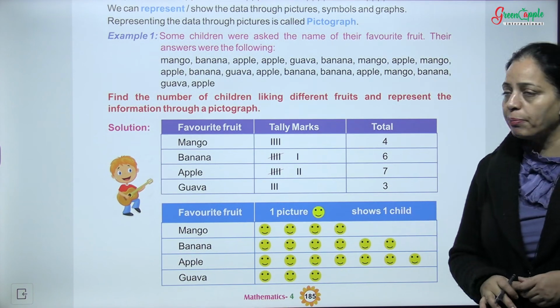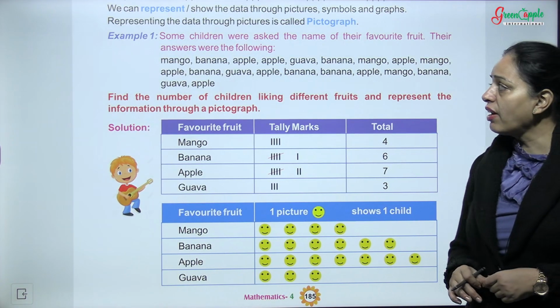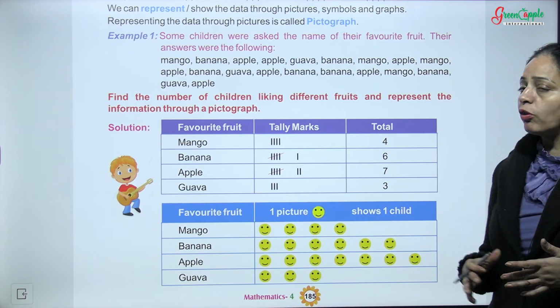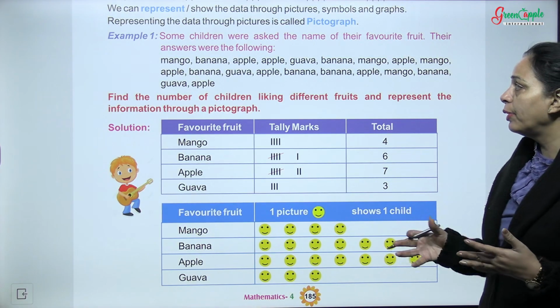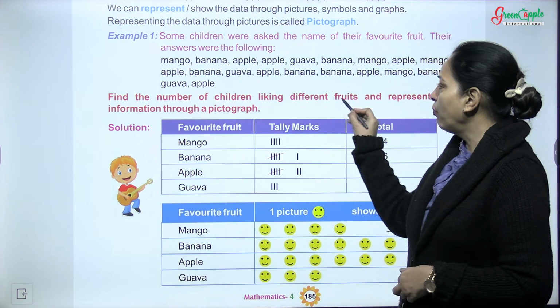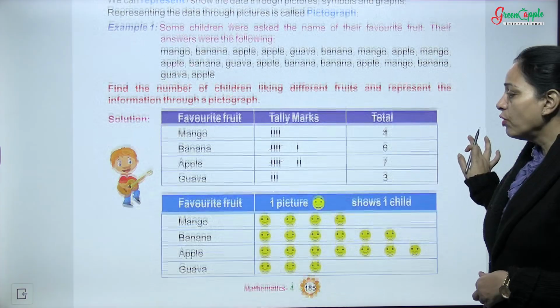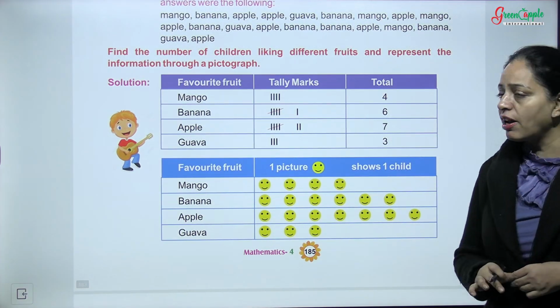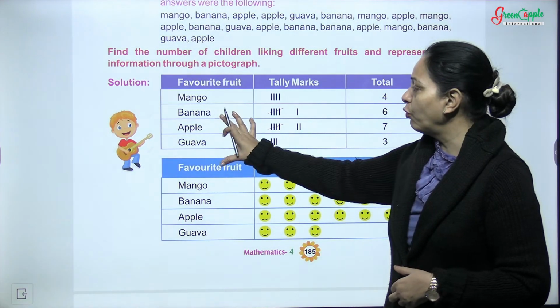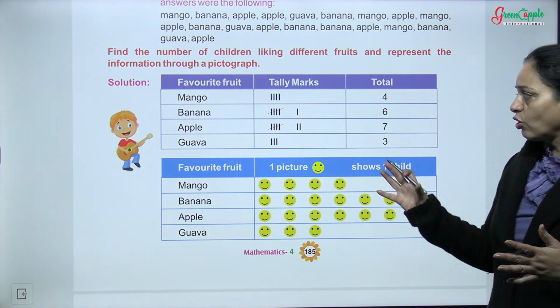See how. Example 1. Some children were asked the name of their favorite fruit. Their answers were the following, like mango, banana, apple, guava. So now find the number of children liking different fruits and represent the information through a pictograph. So first we are making a tally marks table. How? First write the favorite fruit name, tally marks and how many are liking each of the fruits.